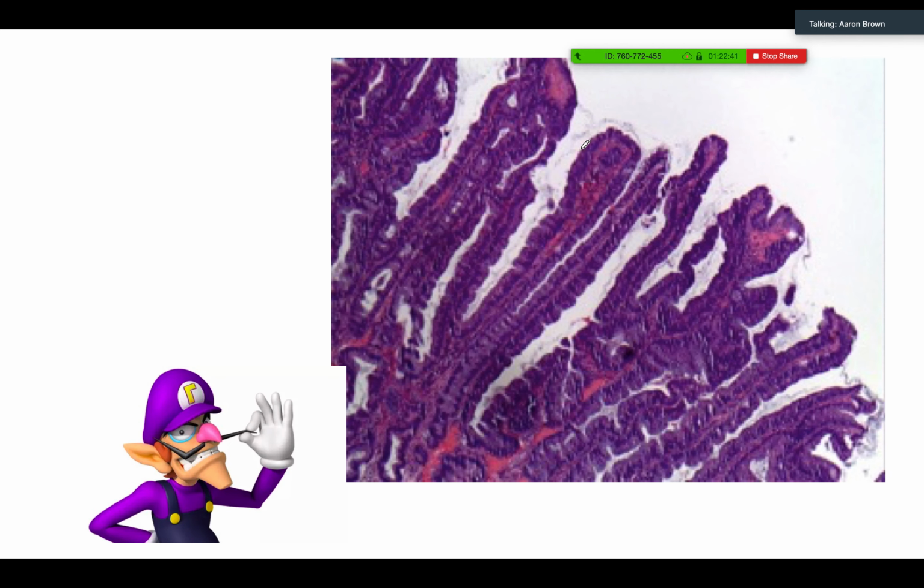These villi do not look normal to me either. Number one, they look very dark, very purple, which is what we said before looks abnormal. And then the villi themselves look very narrow. They look like a narrow, skinny, kind of like this Waluigi. Look at Waluigi here. He's very narrow, very skinny, very dark purple.